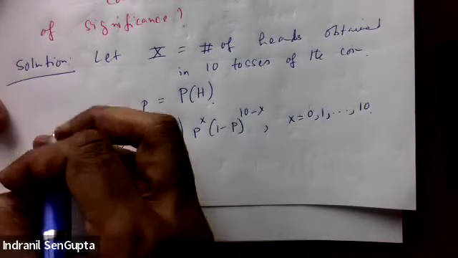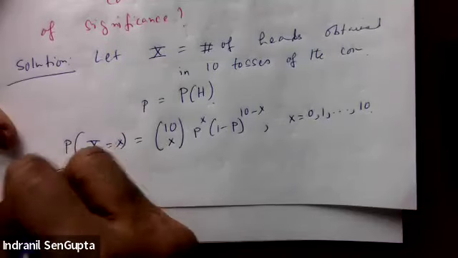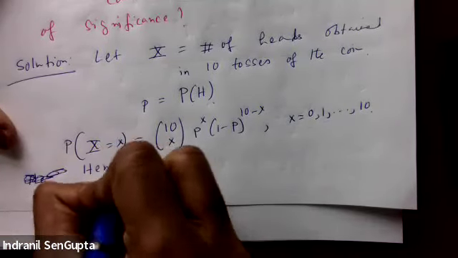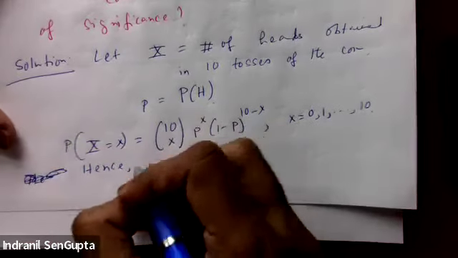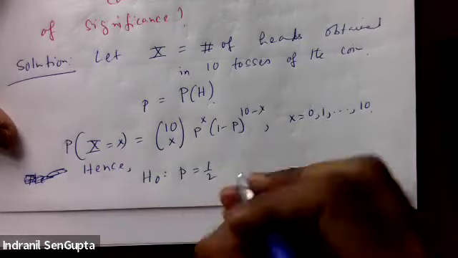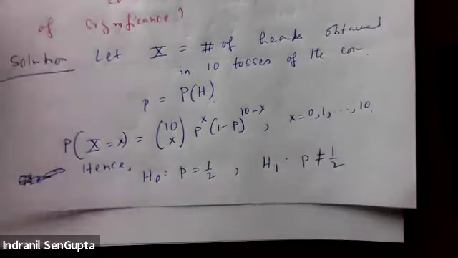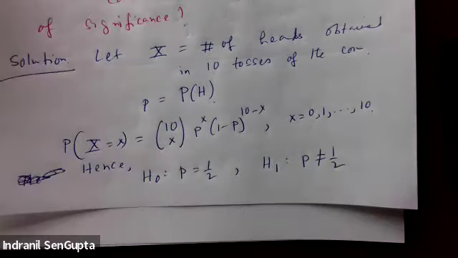Right. So the null hypothesis is that the coin is fair. H0 is p is 1/2, and H1 is p is not half. Now let's compute the probability of type 1 error in this case.